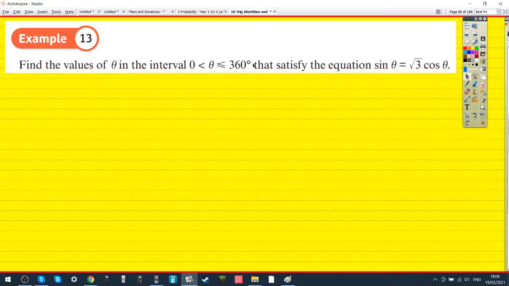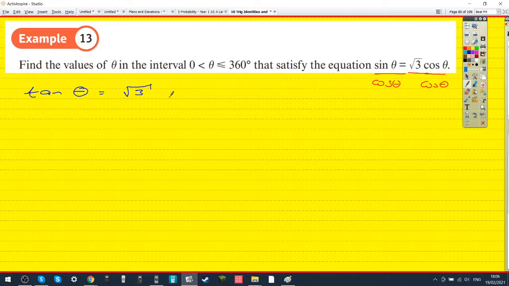Do we square both sides? It's not a bad idea. I have to say, it's not a bad idea. But a quicker way, if you have a mixture of sine and cos, is to divide both sides by cos. What do you get? Tan and 1. Yeah, and so what do we get for this one? Tan theta equals root 3 cos theta.